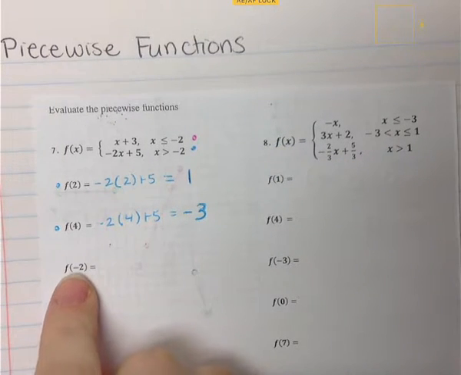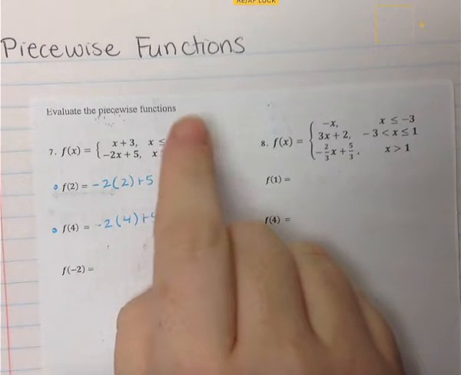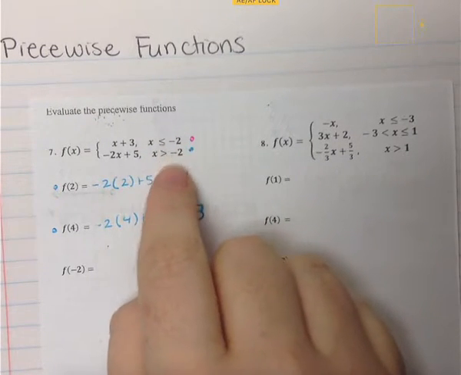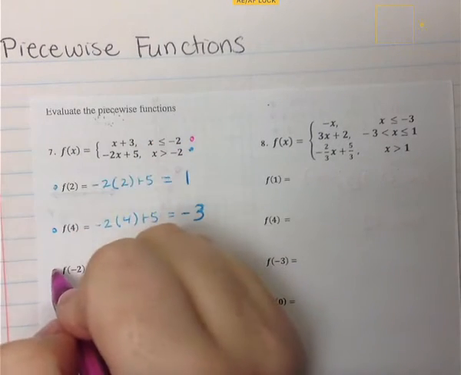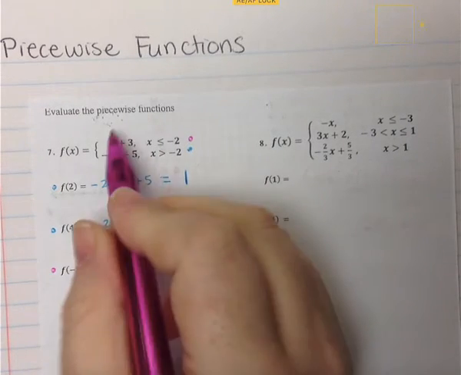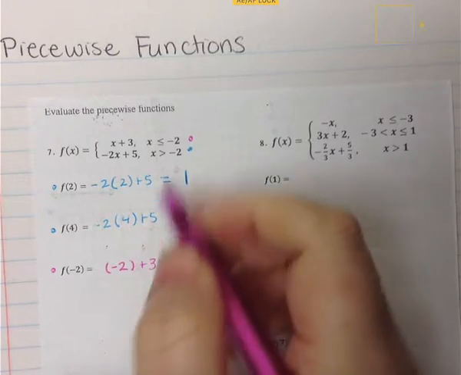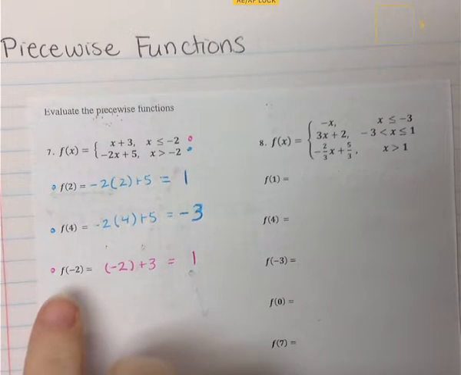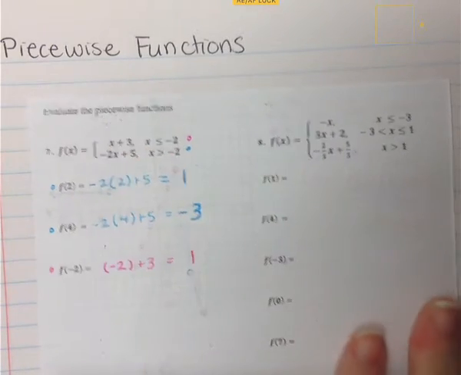This next one, negative 2. Is negative 2 less than or equal to negative 2? Yes. Is negative 2 bigger than negative 2? No. And remember, it can't be yes to both of them. It can only be yes to one of them. So this actually goes to the first equation, that pink one. So I would put in parentheses negative 2 because of that x, plus 3. Negative 2 plus 3 is a positive 1. So we have evaluated those. You just have to figure out which restriction it goes to and plug it into the equation for it.